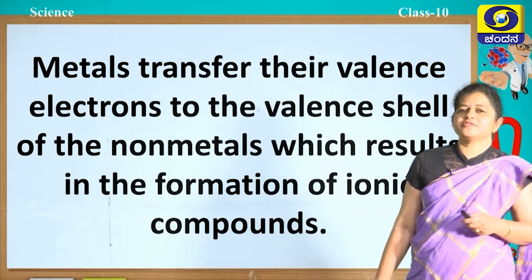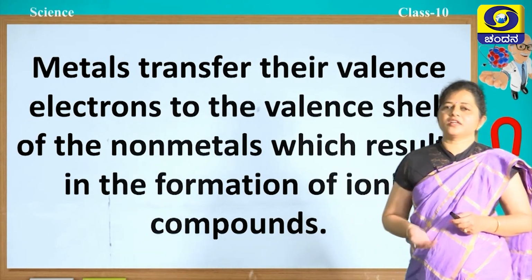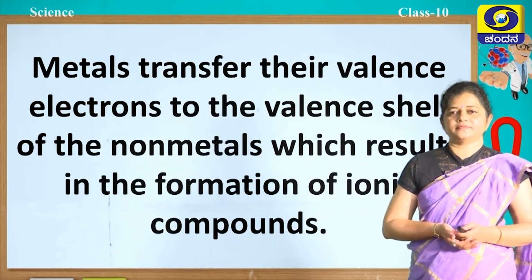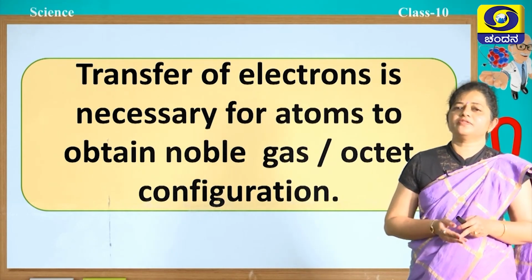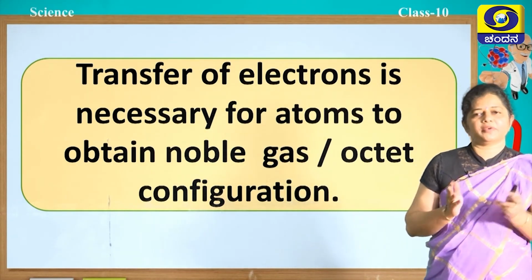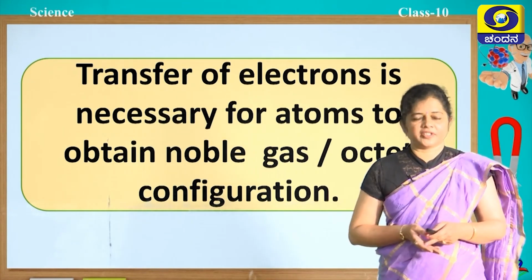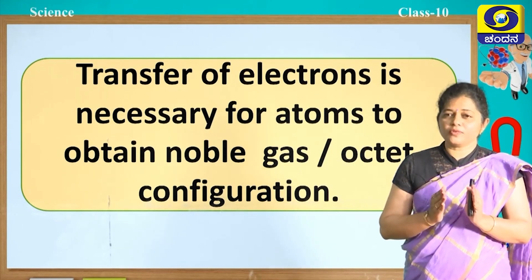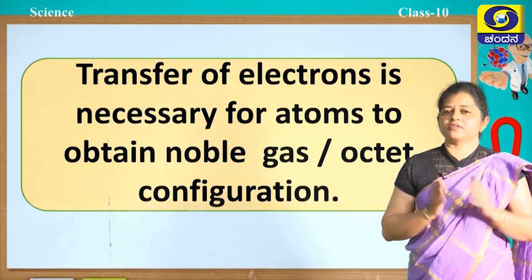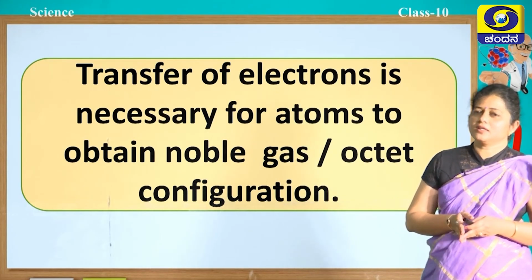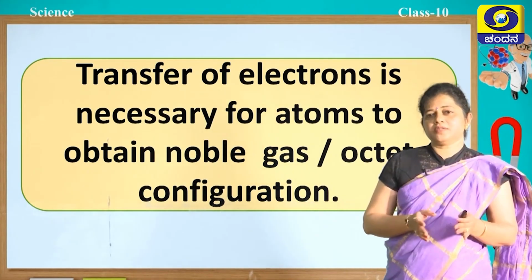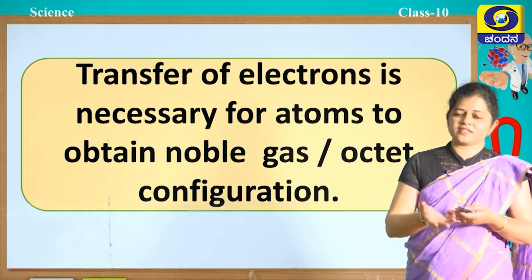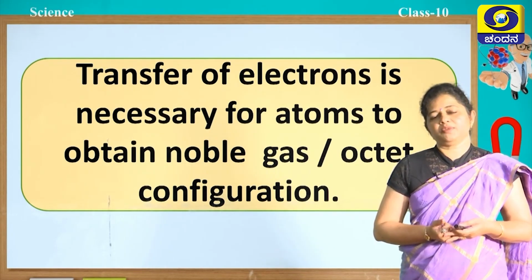The metals transfer their valence electrons to the valence shell of non-metals, which results in the formation of ionic compounds. The transfer of electrons is necessary for atoms to obtain the noble gas or the octet configuration. Generally, in any reaction, that is what happens. So, all atoms move towards obtaining a noble gas or the octet configuration, which is the stable configuration. In this process, generally they lose or gain electrons. So, they transfer electrons or they accept electrons.